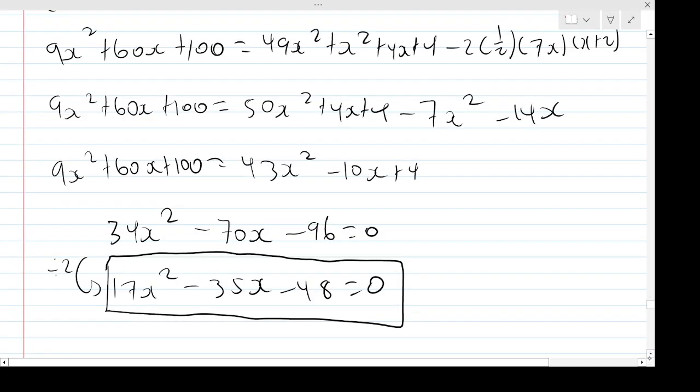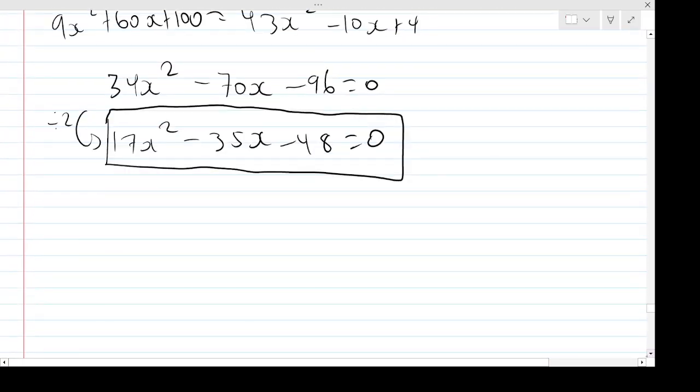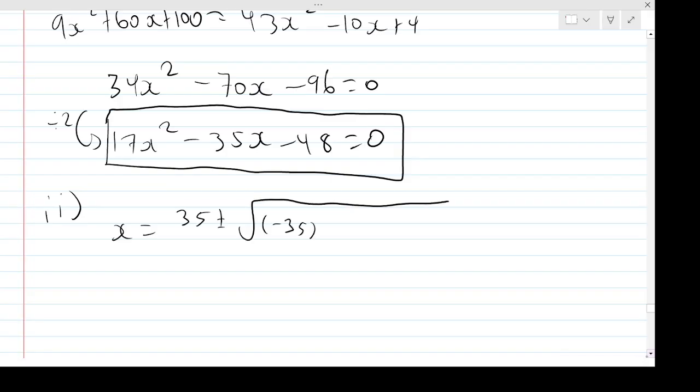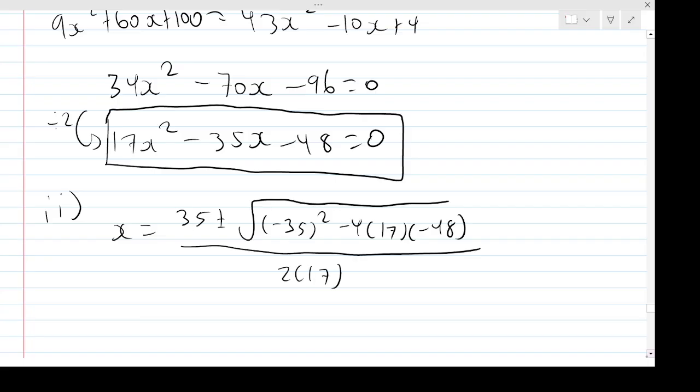So I can just use the quadratic formula. So I need to solve for x. So then x is going to be 35 plus or minus the square root of minus 35 squared minus 4 lots of 17 times minus 48, all over 2 lots of 17, which, if I put that in the calculator, either x is 3 or x is minus 16 over 17.